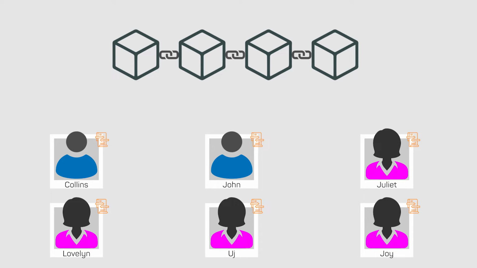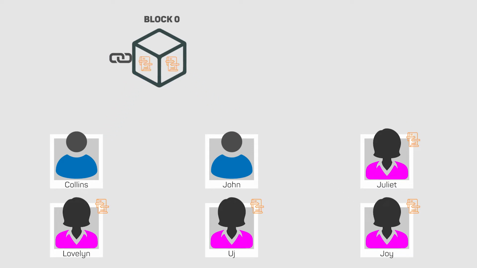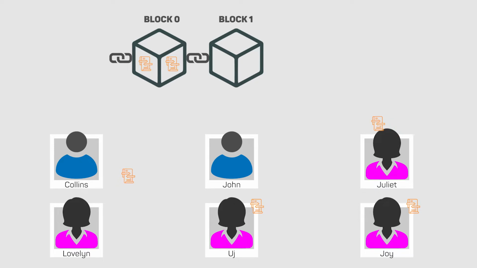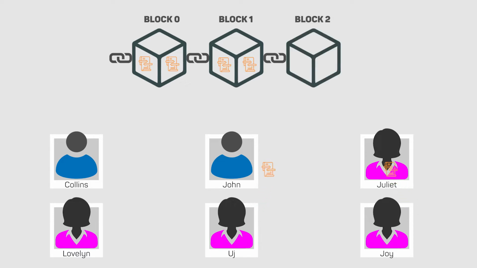Let's also assume our ATB blockchain can only contain 2 transactions at a time. Here's what's going to happen to the blockchain. It will take the first 2 transactions, Collins and John, put them in a block. Let's call it block 0. And then add the block to the network. Then take the next 2 transactions, Juliet and Loveland, do the same, put them in a block. Let's call it block 1, and chain it to the previous block 0. Then take the next 2 transactions, UJ and Joy, do the same, put them in block 2, and chain it to the previous block 1.